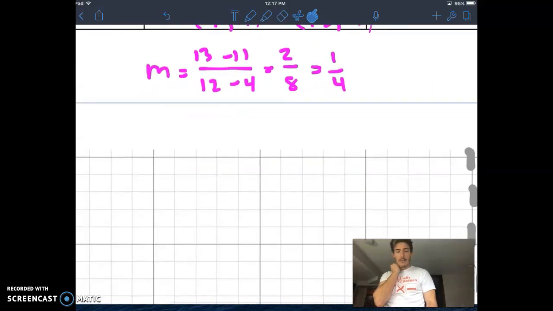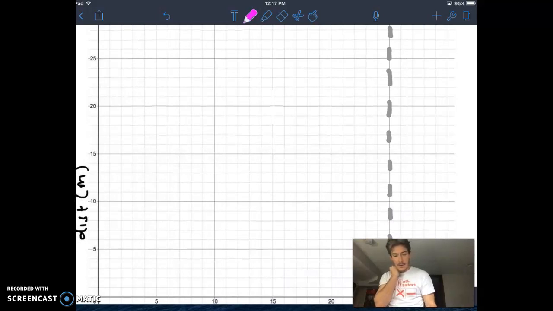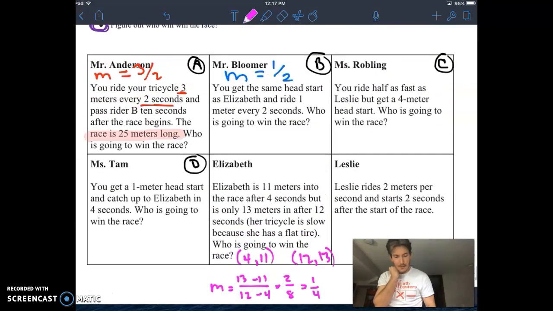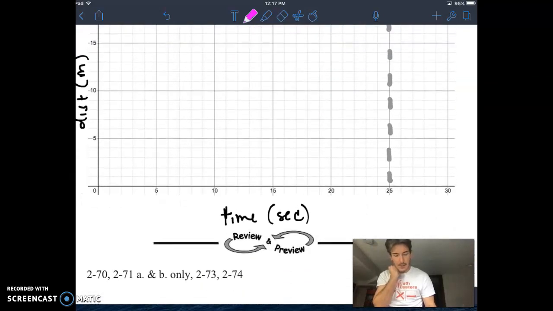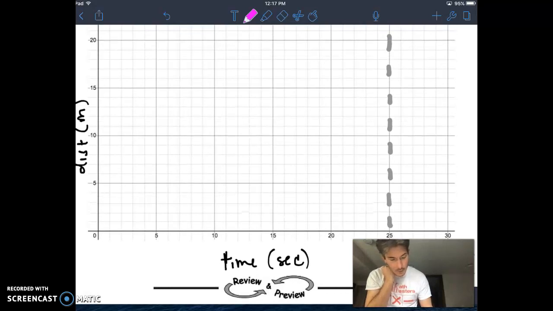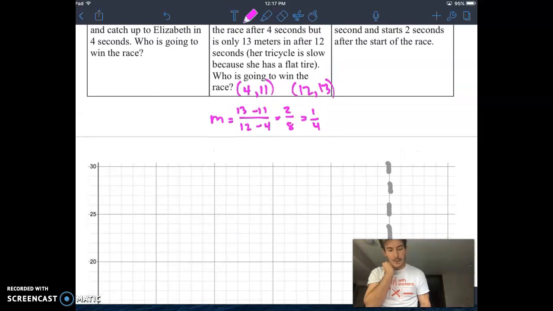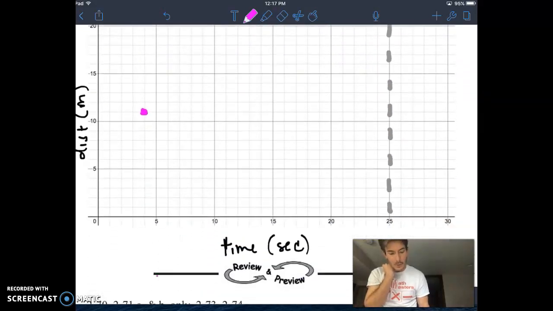I can also do something else pretty nifty with this. I can go to my graph, right? Let's check this out. Okay, here's my graph. I have 11 meters in after 4 seconds and 13 meters in after 12 seconds. So at the point (4, 11), I've got over 4 and up 11, and you guys can count with me if you need, right? Over 4 and up 11. And then I've got the point, 13 meters in after 12 seconds. So I've got the point (12, 13). So I'm going to go over to 12 and up to 13. There we go.